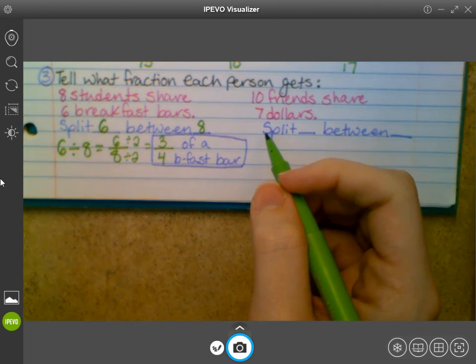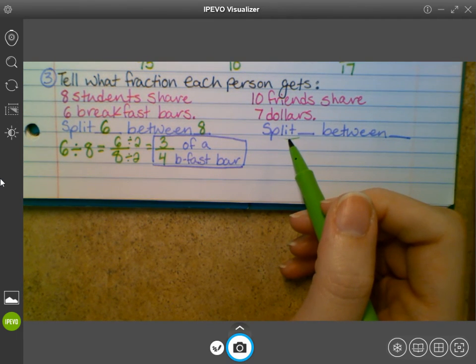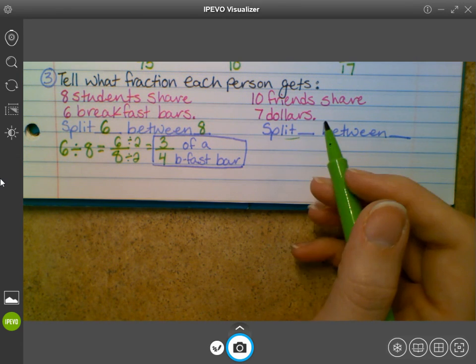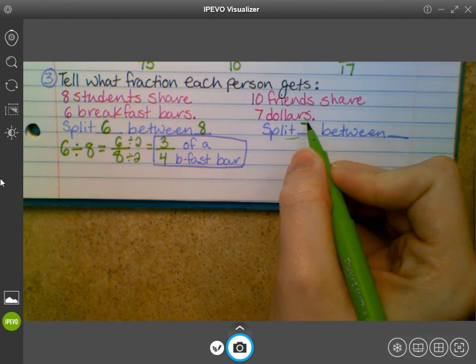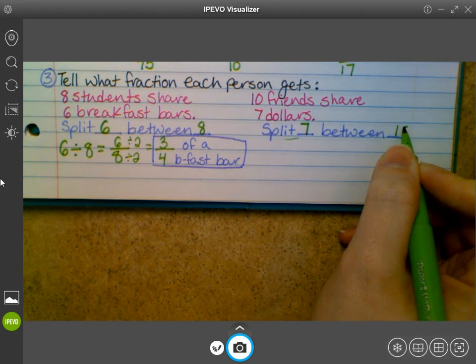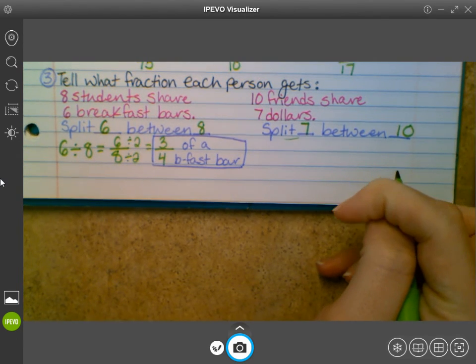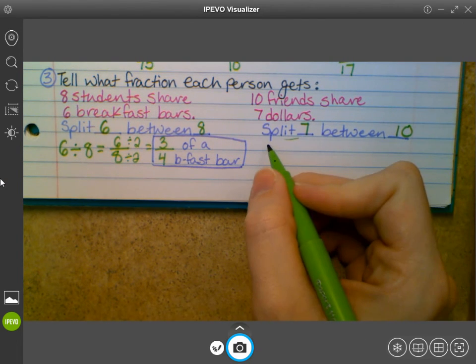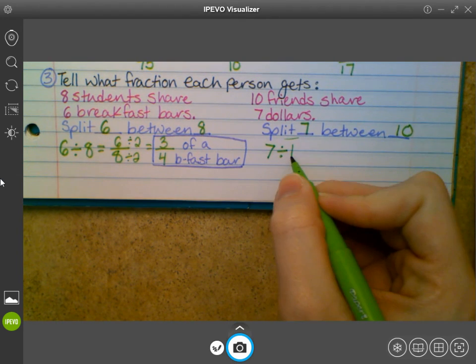Okay, who can tell me? Jack, what are we splitting in the second one? What are we splitting up? 10 friends share $7. So what are we splitting up there? We're splitting up $7 between 10 people. Nice. How many of you put you're splitting up 7 between 10 people? Awesome. So that means as our division problem, we would be taking 7, and dividing it by 10.